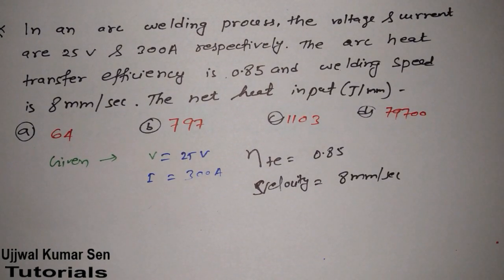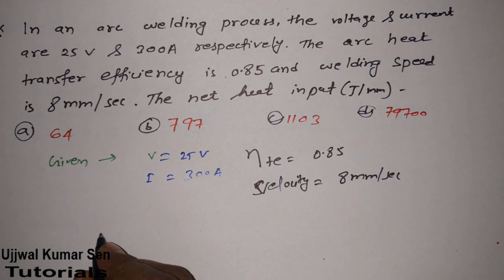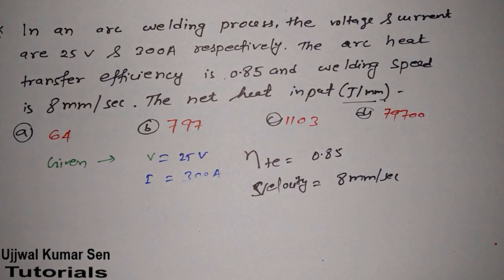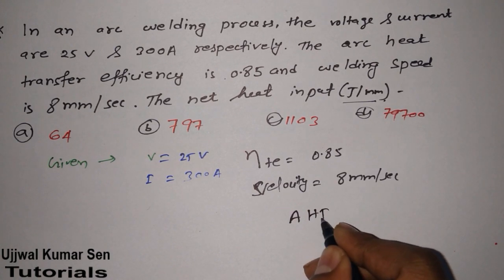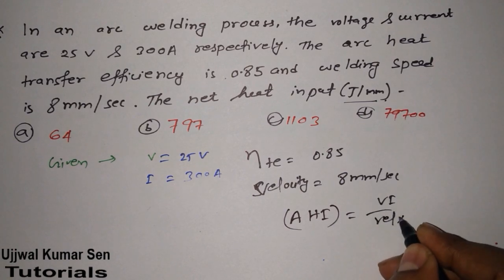So what about that formula? I hope you know about it, right? We know that net heat input is given in joule per mm. Now, most important, the formula we know is that actual heat input is equal to VI by velocity, into weld wet area, into efficiency.